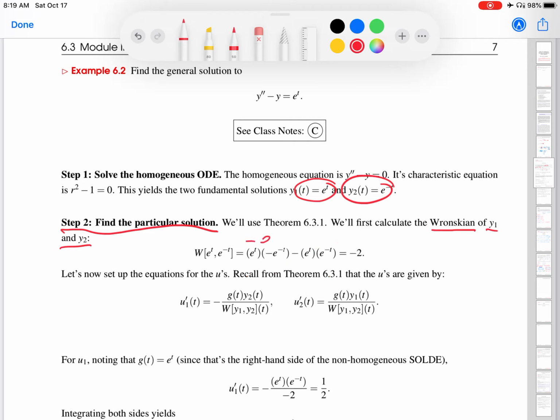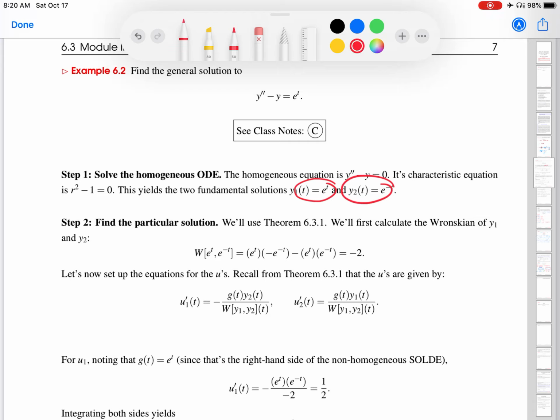This is negative e to the t minus t minus e to the t minus t. So that's negative e to the 0 minus e to the 0, -1 minus 1, -2. So that's where that comes from. Great, so we get our Wronskian, and that's again going to be the denominator of the u1, u2 prime formulas.